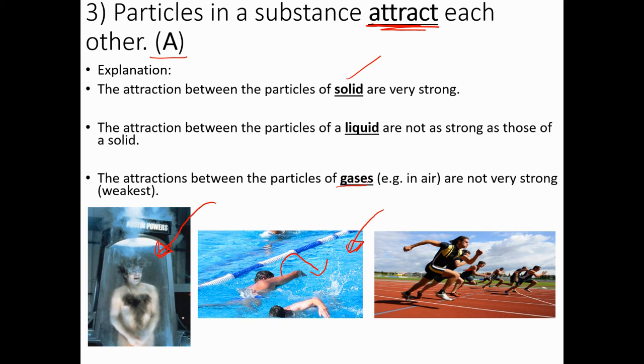And then we go to gases. So with gases, you can see we walk in air with ease, we run in air with ease. The attraction between the particles is not as strong as that you would see in a liquid. So it's very easy to walk through air, but we'd feel more resistance going in the water because that attraction between the particles is a lot weaker in the air compared to the water. So in order of strength, going from strongest to weakest attraction, solids have the strongest attraction. Liquids would be next, and then gases would be the weakest attraction between the particles.